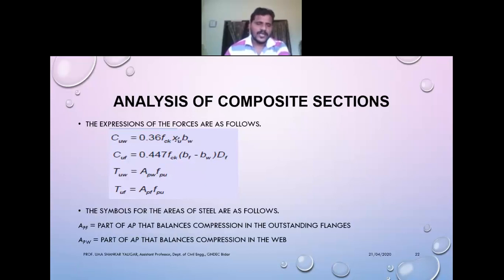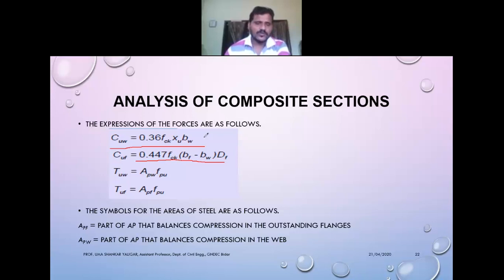The compressive force due to the web portion, as we have divided it into two, the web rectangular portion and the top flange portion, part 1 and part 2. The compressive force due to the web is 0.36 fck xu into bw. Cuf is the compressive force due to the flange portion, 0.447 fck (bf minus bw) into df. These same expressions we have seen in RCC design also, and in module number 3, and here also we are seeing the same expressions.